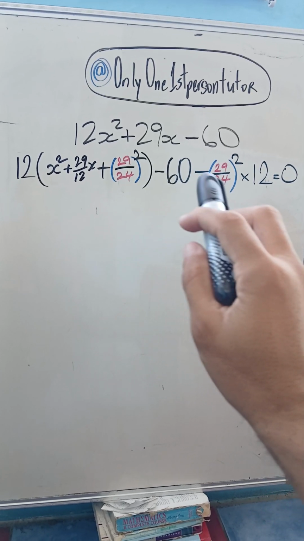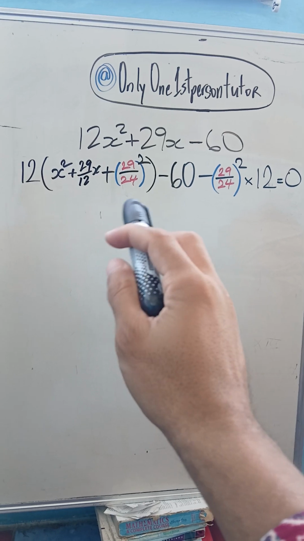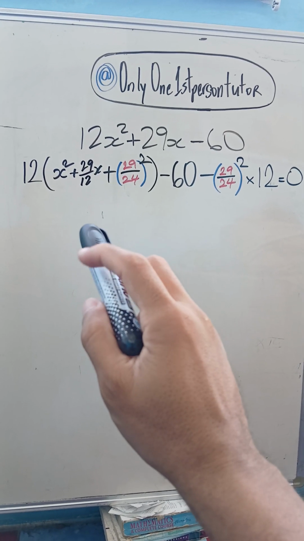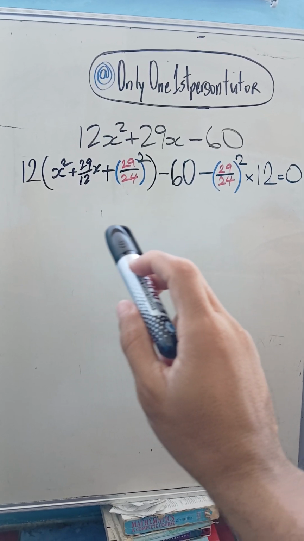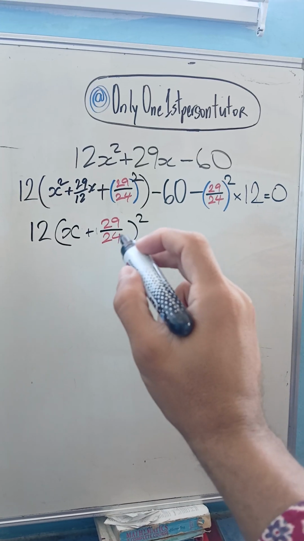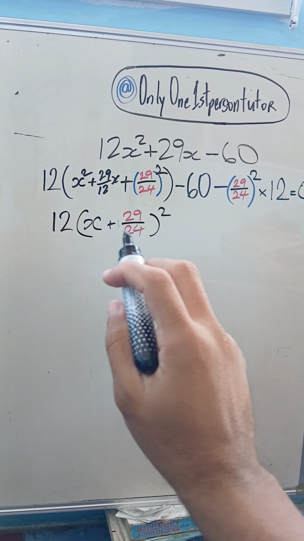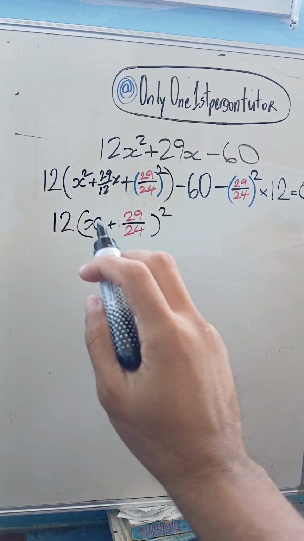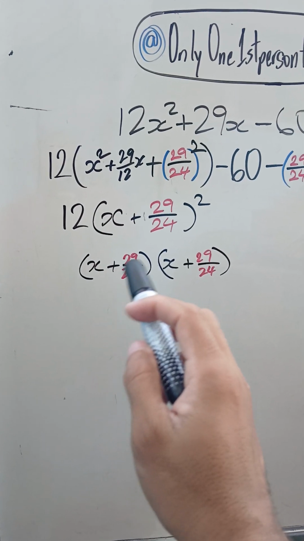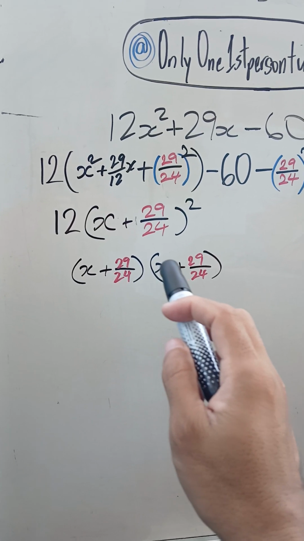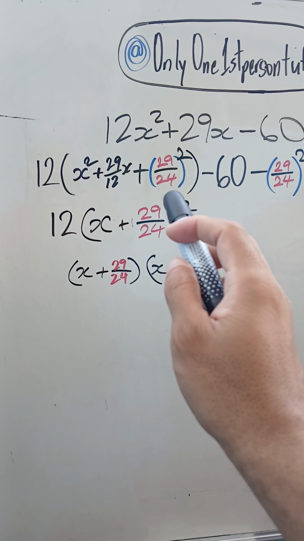Alright, so now how do we explain all of this? Why don't we square root x squared and square root that right there and place it right here? So why does this happen? What happens if we were to be literal? What if we decided to expand this? Okay, so x times x is x squared. X times 29 over 24 will give us 29 over 24x.